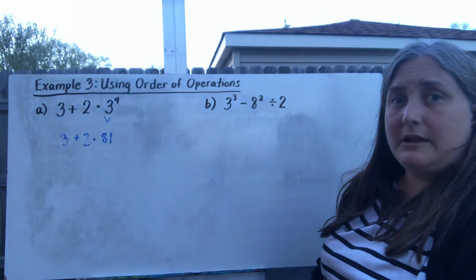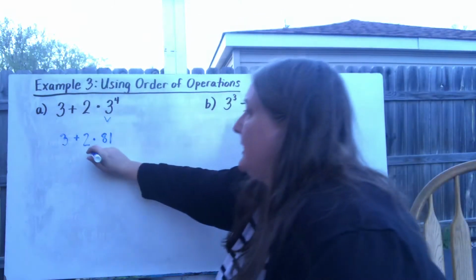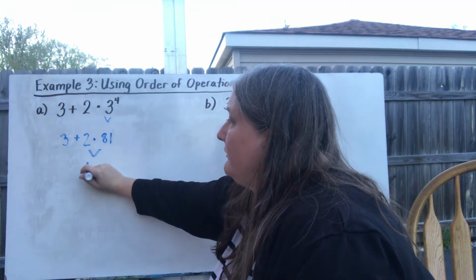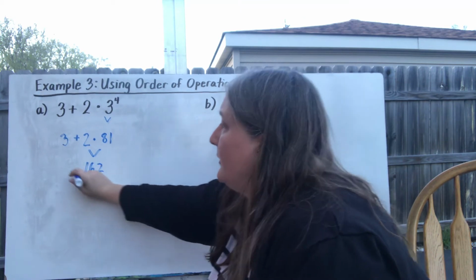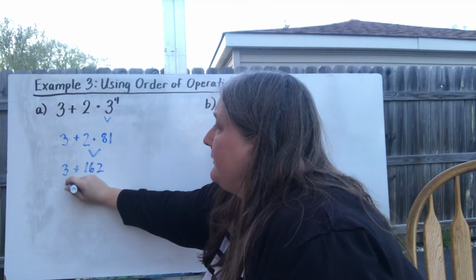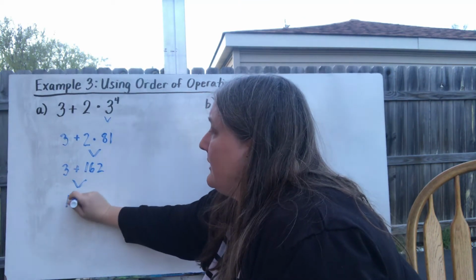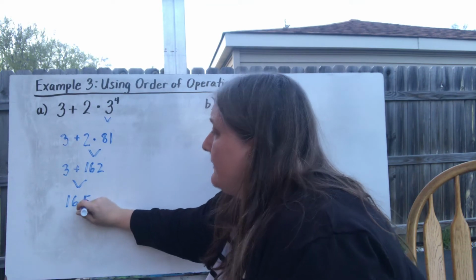Now I have addition and multiplication. I'm going to do multiplication next. 2 times 81 gives me 162. And finally, I'll do my addition, and I'll get 165.